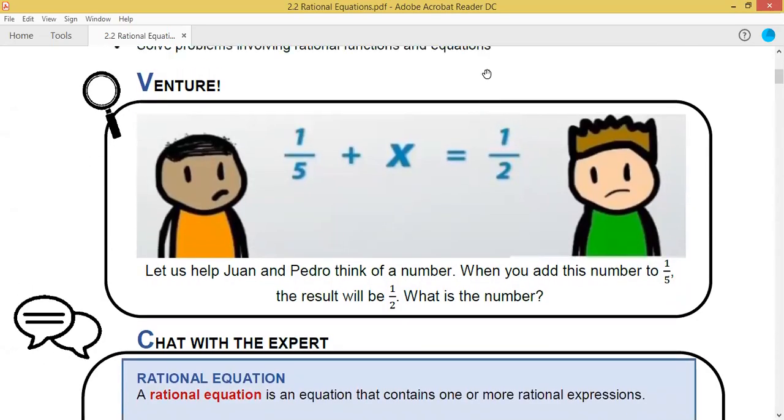Here's our venture activity. 1/5 plus x equals 1/2. Let us help Juan and Pedro think of a number. What should be added to 1/5 so that the result will be 1/2? What could be that number? Now, this is an example of solving rational equations.